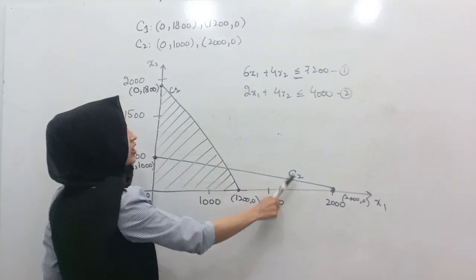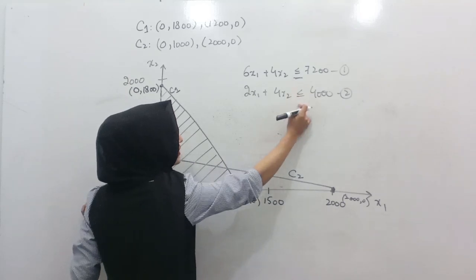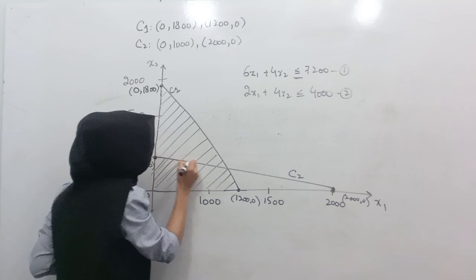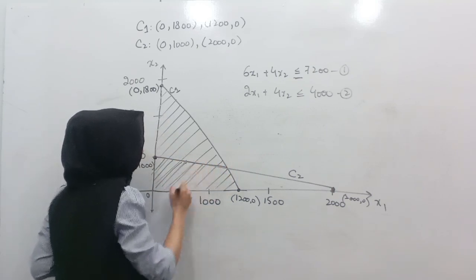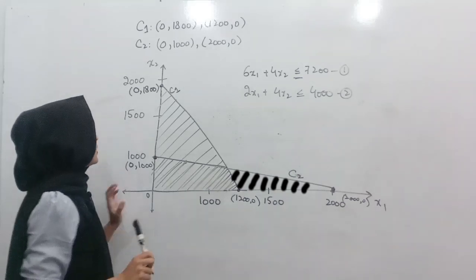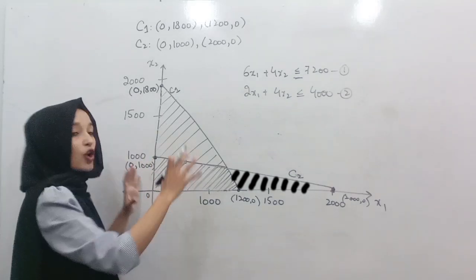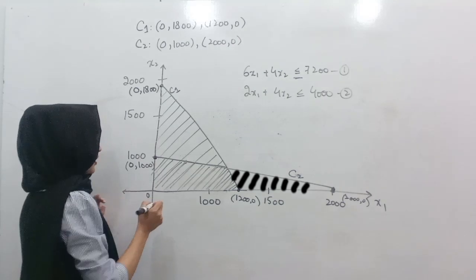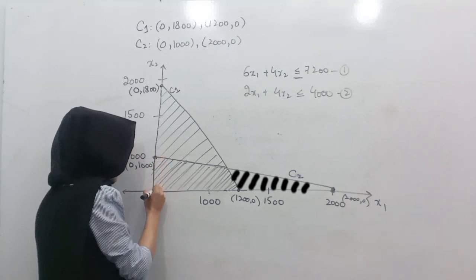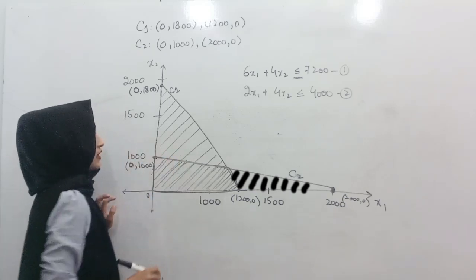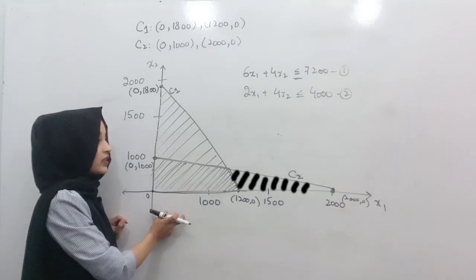And for constraint number 2, it is again a less than or equal to sign. We again shade it inwards as well. This is the line of constraint number 2. So we shade it like this. Now you see there is a common region for both of the constraints C1 and C2, which is this region. This is our feasible region.